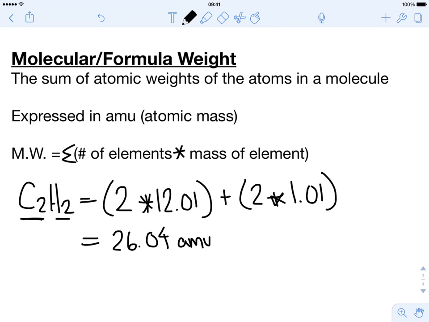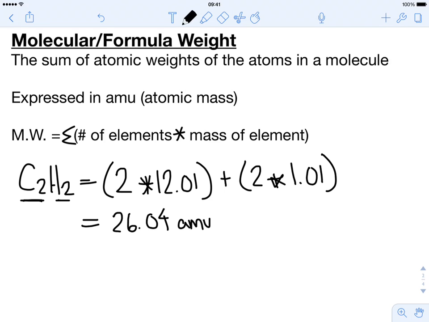Now, punch this number into your calculator, and you should get 26.04. Now, don't forget about AMU. That's the unit for molecular weight. So that is how we figure out the molecular weight for ethane.